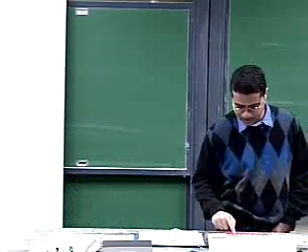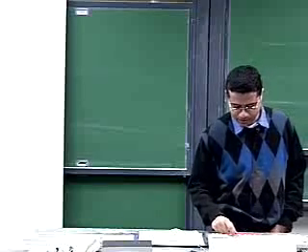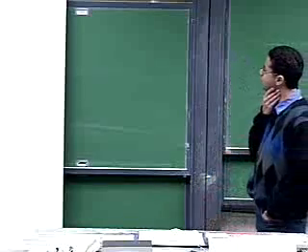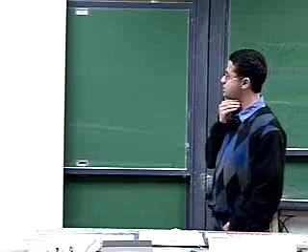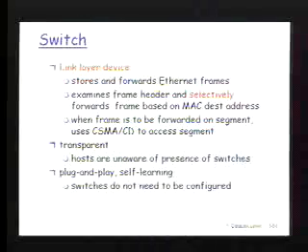So last lecture, we were looking at the differences between hubs and switches, and we saw that switches are link layer devices. They are much more intelligent than hubs. So they are preferred in terms of performance, but because they are much more intelligent, they are also more expensive than hubs.